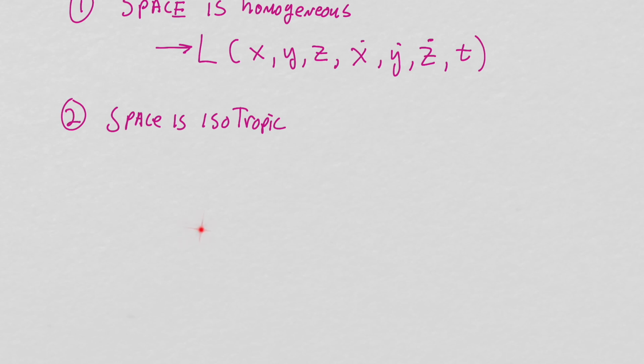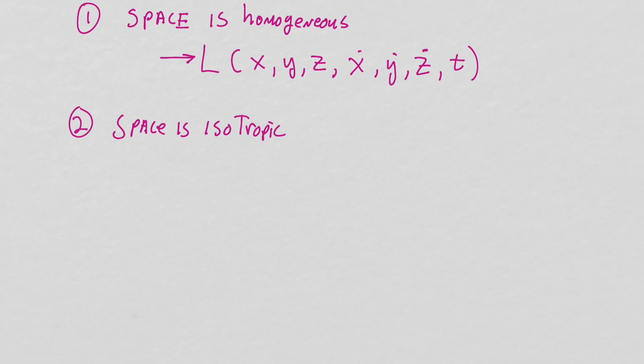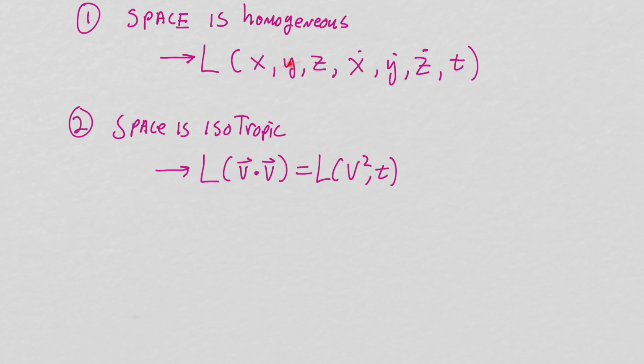Because remember, all we're talking about is a free particle, so all we can talk about is your motion through space, right? That is the answer to the question: how does a free particle move through space? And now we know that it doesn't matter where in space you ask this question. It also doesn't matter what direction of motion you're interested in. Space is isotropic, so our Lagrangian should also reflect the isotropy of space.